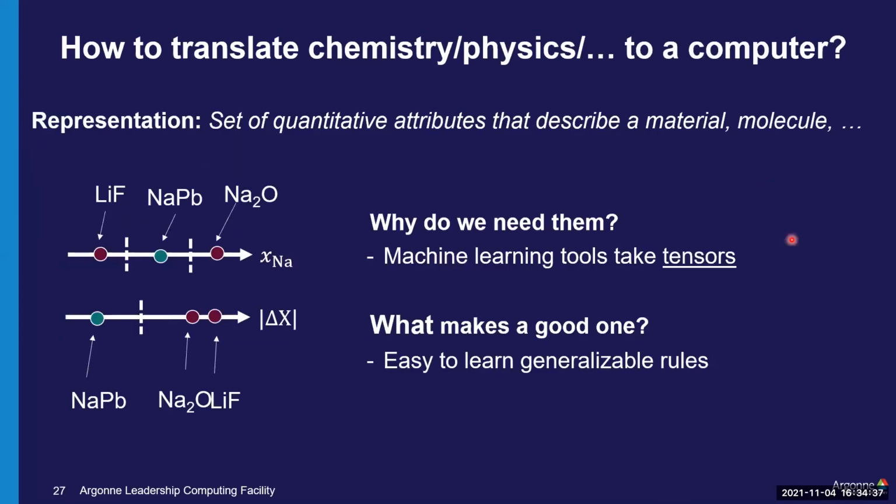Now, this more broadly, we can call a representation. It's a way of, at a high level, developing a set of quantitative attributes that describe some bit of data. What these properties need to do is transform this data from something conceptual to a tensor that can be treated by a machine learning algorithm like any other kind of information-rich data. And what makes a really good process is being able to come up with a representation that makes it easy to learn simple generalizable rules.